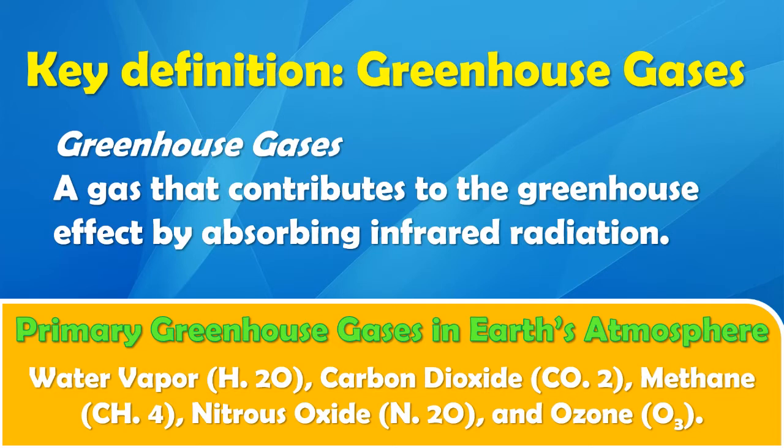At the bottom, we can see the primary greenhouse gases in Earth's atmosphere. Things like water vapor, carbon dioxide, methane, nitrous oxide, and ozone. These are the greenhouse gases. So anytime we talk about climate change and the topic of greenhouse gases arises, we can now understand it as gases that absorb infrared radiation, similar to that of a greenhouse.